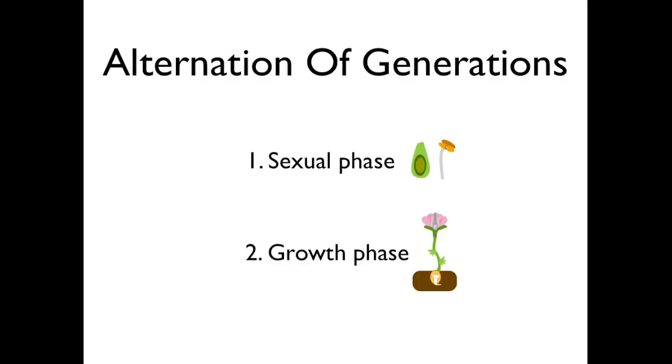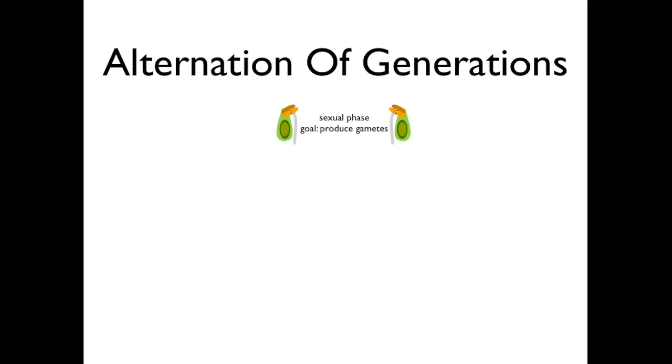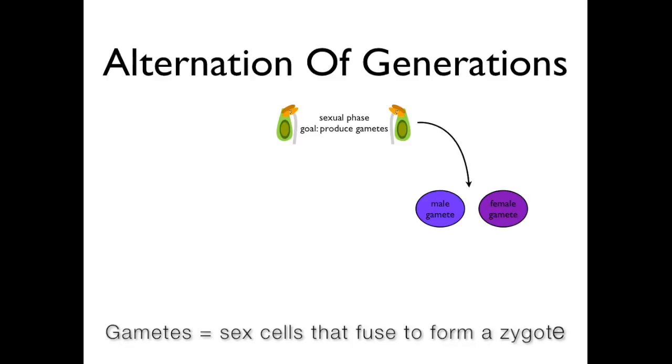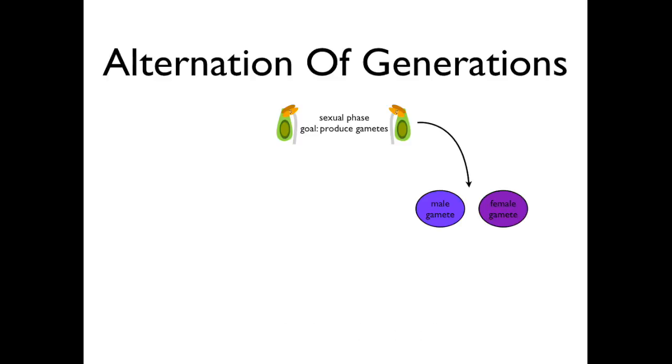Because this is a cycle, you can start at any point, but we are going to start with the sexual phase. The goal of the sexual phase is to produce gametes. Gametes are male and female sex cells that combine in pairs to form a zygote, or fertilized egg. The male gamete is called a microspore, and the female gamete is called a megaspore. They are collectively referred to as spores.